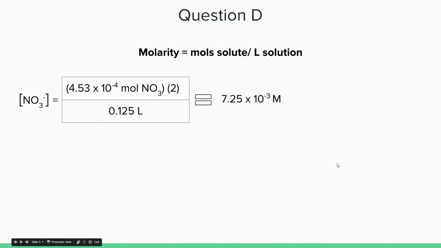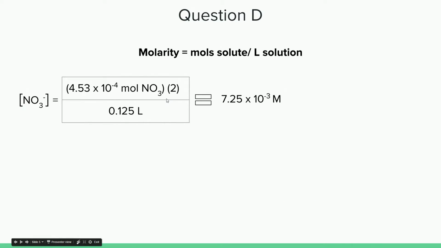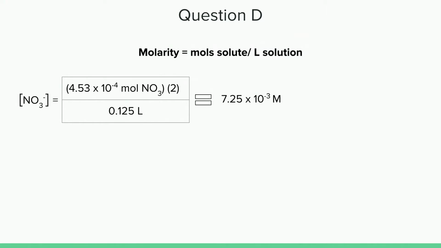Question D asks us to find the molar concentration of NO3- in a mixture after the reaction is complete. To do this, we have to use the equation molarity equals moles of solute divided by liters of the solution. So we multiply the 4.53 times 10 to the negative 4th moles by 2 because there are 2 moles of NO3 in the balanced equation, as you can see in this. Then divide by 0.125 liters because the problem lets us assume that no change in volume occurred in the reaction. So we end up getting 7.25 times 10 to the negative 3rd molarity.